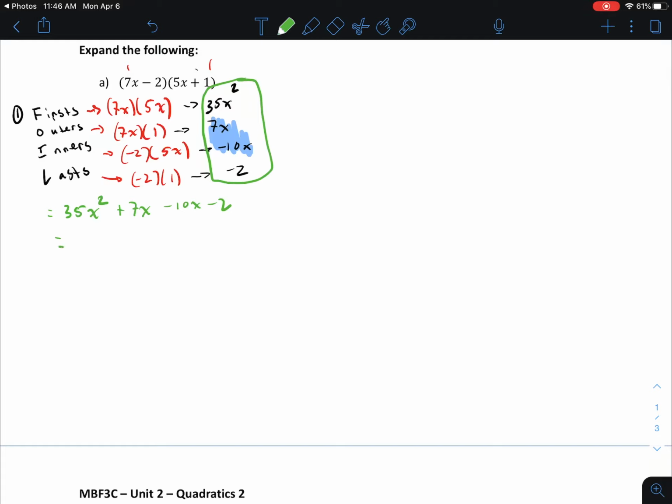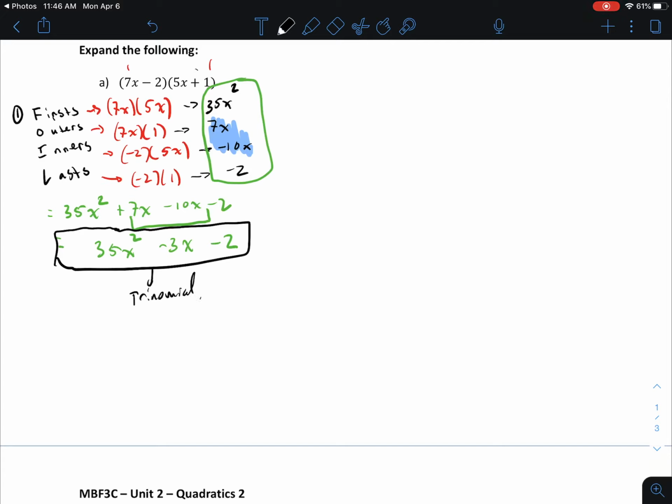And from here, I get to collect like terms on the middle two. So 7x minus 10x is actually going to be -3x. And then you just fill in the rest. 35x squared minus 3x minus 2. And that's your final answer. Right. That's method 1. And look, this is what we call a trinomial. This is what we said from the beginning. Right? It's got 3 terms. 1, 2, 3. So it's a trinomial. Okay?